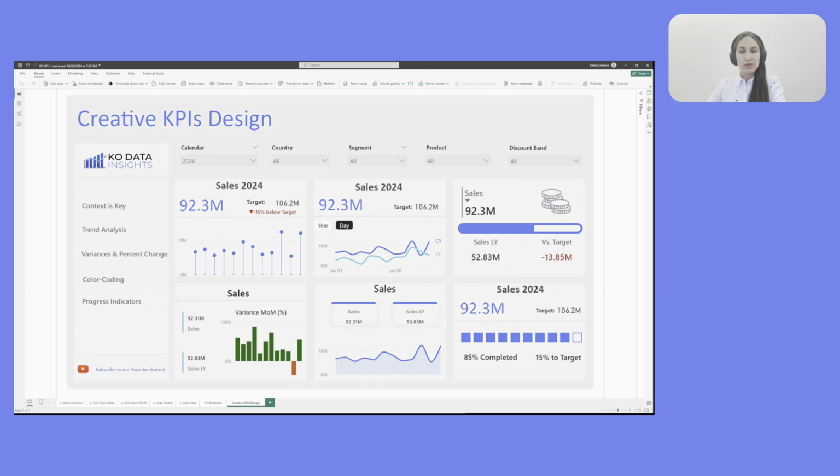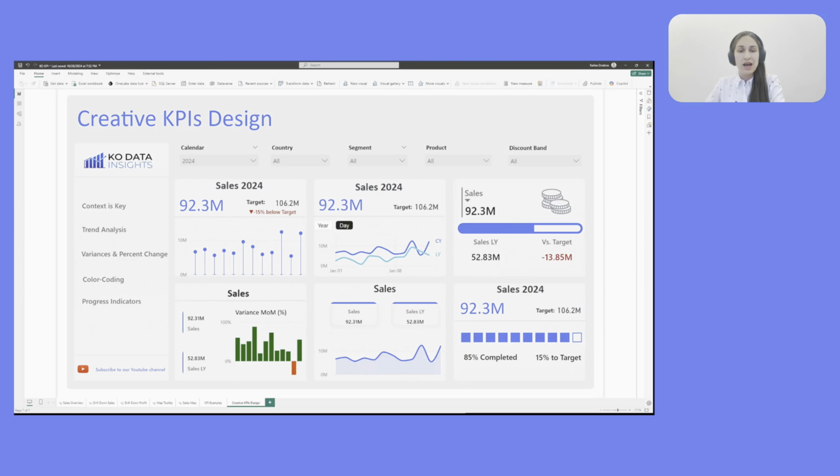One of the biggest mistakes when presenting KPIs is not showing a single indicator that shows if the number that we are presenting is good or bad. So KPIs in isolation don't tell us anything. For example, let's say your sales figure for this current year is 92.3 million. Is that good or bad? We don't know. KPIs are valuable when we compare them to other periods.